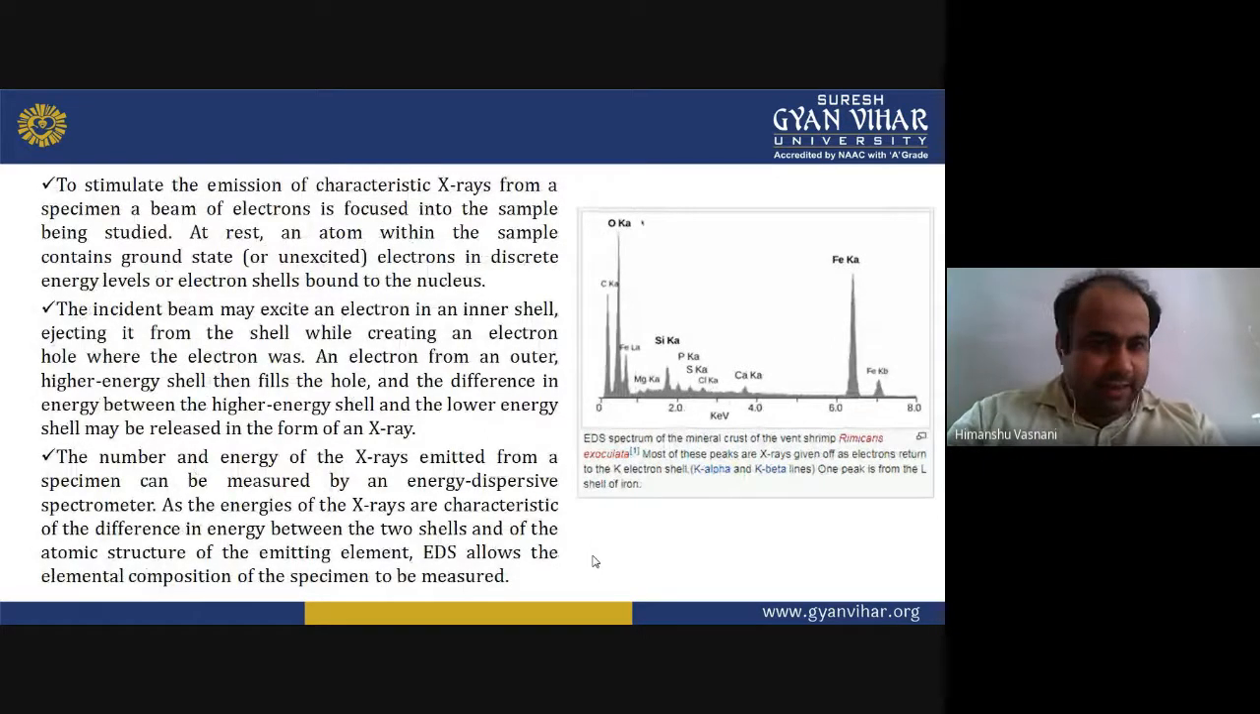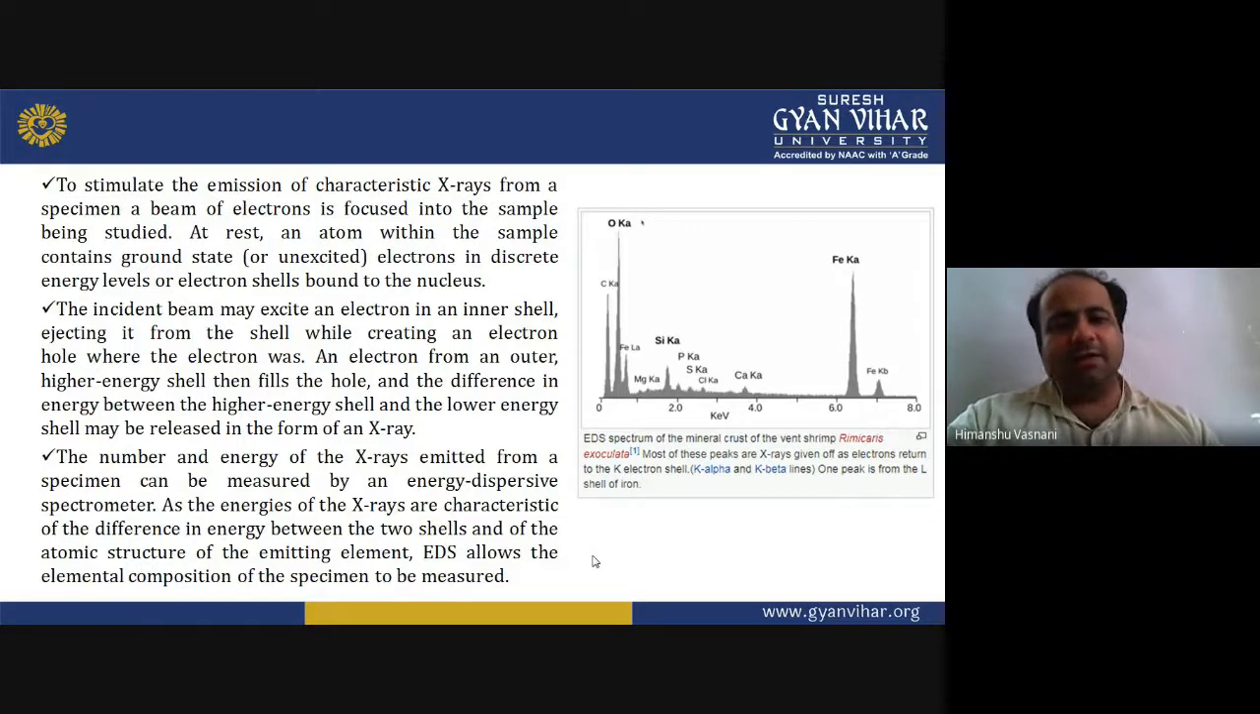Now, to stimulate the emission of characteristic X-rays from the specimen, a beam of electrons is focused into the sample being studied. At rest, an atom within the sample contains ground state, or unexcited, electrons in discrete energy levels or energy shells. The incident beam may excite an electron in an inner shell, ejecting it from the shell while creating an electron hole where the electron was.